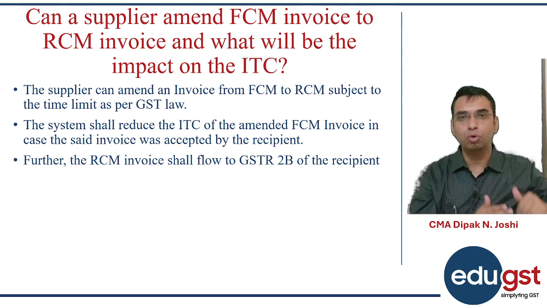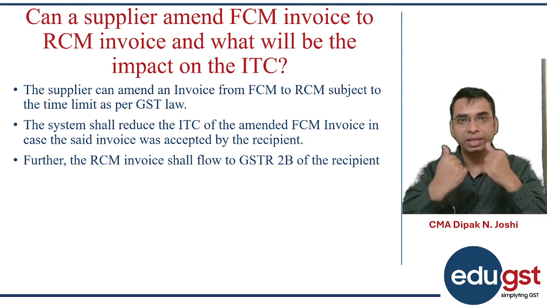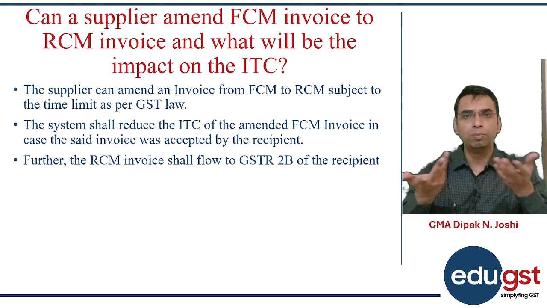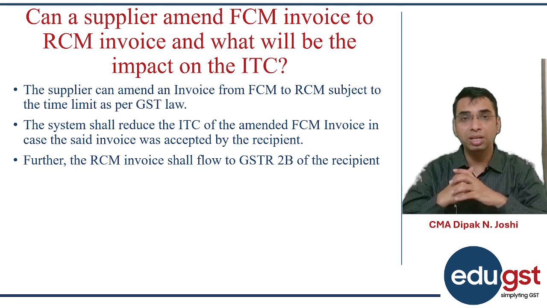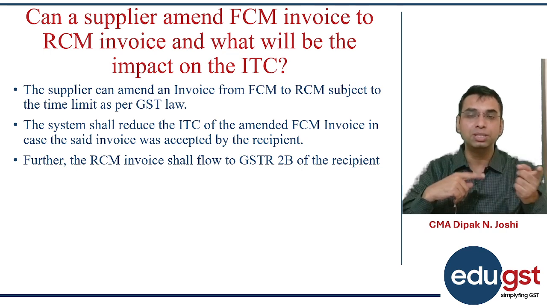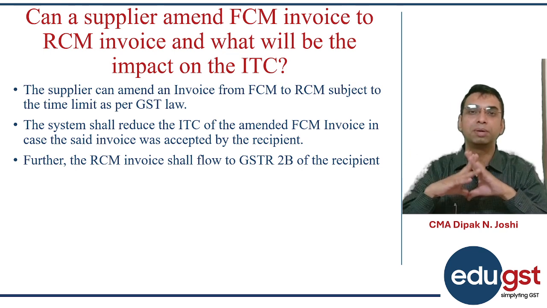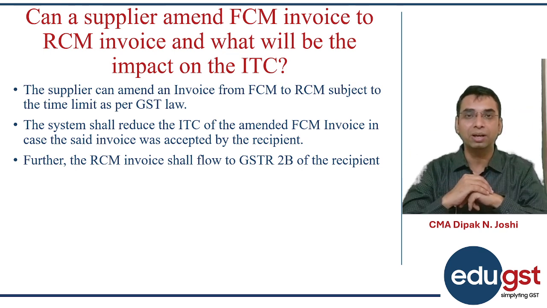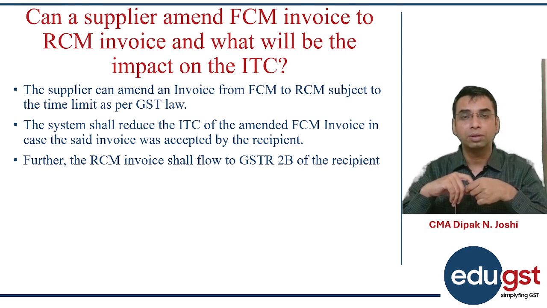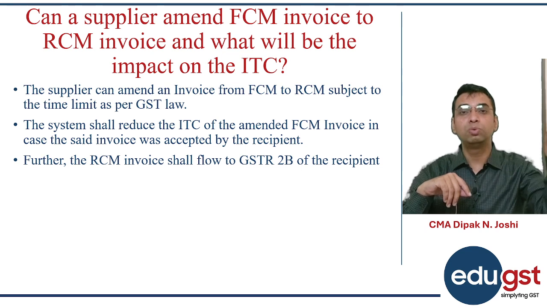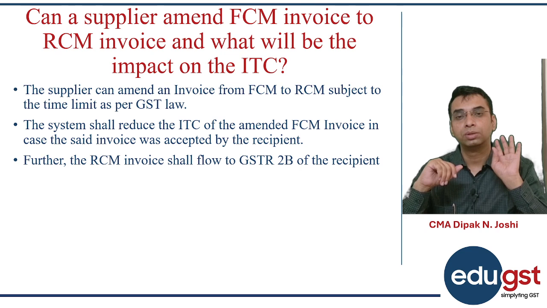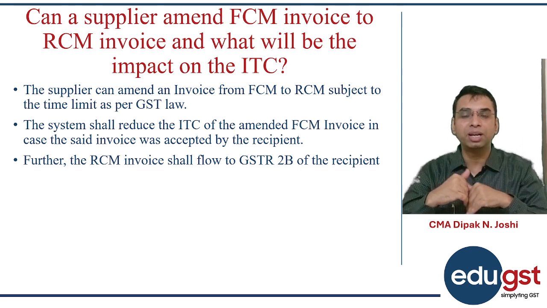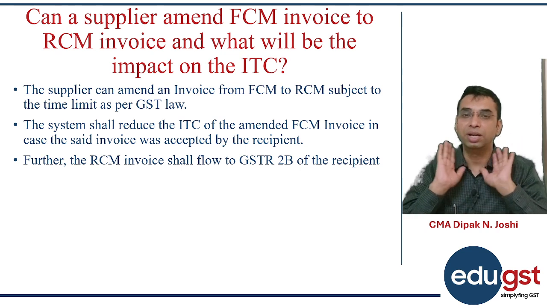So that invoice will flow to your IMS portal for taking action. Now at that time you may reject that record because that is not subject to forward charge mechanism, right? Now subsequently that supplier is changing that flag from forward charge mechanism to reverse charge mechanism. He is saying yes to that flag, that my invoice is subject to reverse charge mechanism. In that case, that invoice will be deleted from the invoice management portal. And if you have already availed the credit on such invoice, then you are required to reverse that credit.